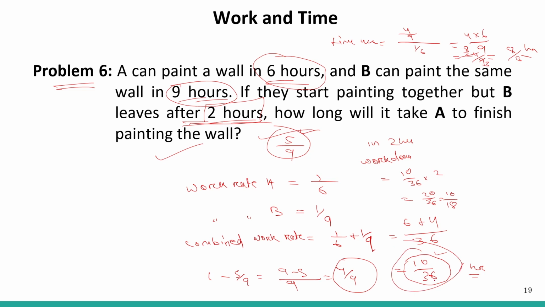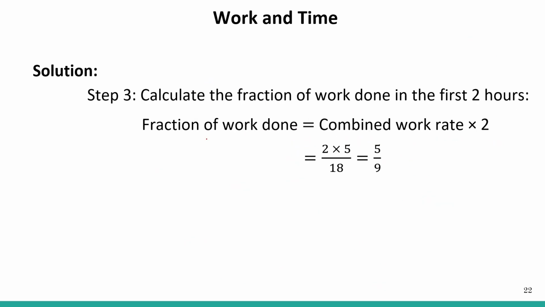Okay, 10 by 36 is equal to 5 by 18. So in 2 hours, the fraction of work done is equal to what? 2 into 5 by 18, so that is equal to 10 by 18, which is actually equal to 5 by 9.